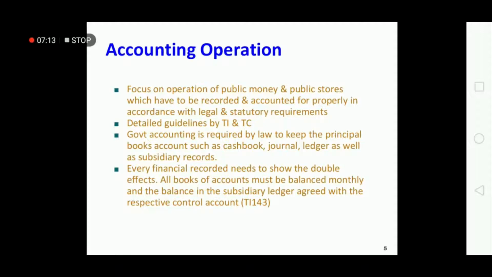Every financial record also needs to show the double effects as stated by the Treasury Instruction TI 143. All books of accounts must be balanced monthly, and the balance in the subsidiary ledger agreed with the respective control account. So, method of keeping the accounts must be classified according to approved estimates of revenue and expenditure of the year. The revenue should be recorded according to appropriate document. Meanwhile, the expenditure will be watched and coded according to the government expenditure.